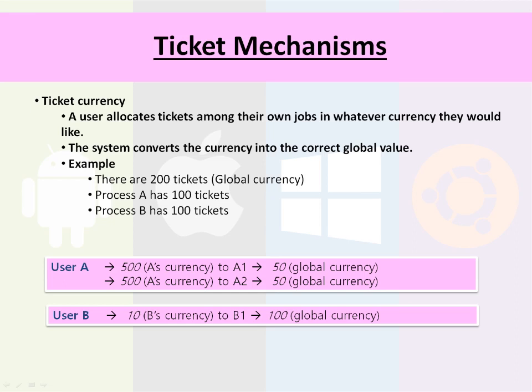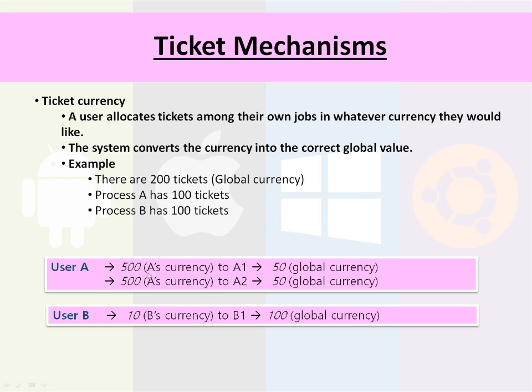But the operating system doesn't have 1,000 tickets, it only has 200 tickets. So the operating system converts this based on percentages into its global currency. It knows that in terms of process A, it has already decided that process A will have 100 tickets. So we know that both of these values need to add up to 100. The question remains, how do we distribute the tickets amongst both these threads or sub-processes?